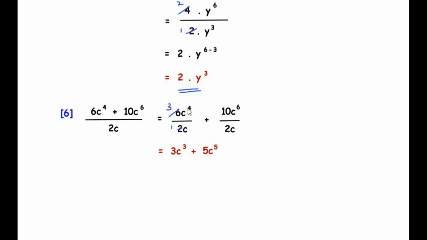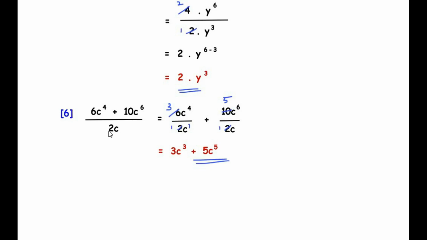Now using the division law, the power of c, that is 1, goes to the numerator, giving us 4 minus 1, that is 3. So the simplification of first term becomes 3c to the power of 3 plus, now the simplification of second term, 2 divides 10, that is 2 1 times is 2 and 2 5 times is 10, and using the division law, we get c to the power of 6 minus 1, which will give us 5c to the power of 5. So this is the simplified answer of this question.